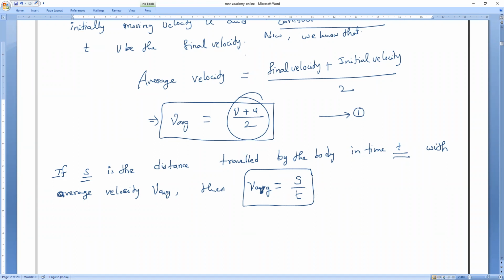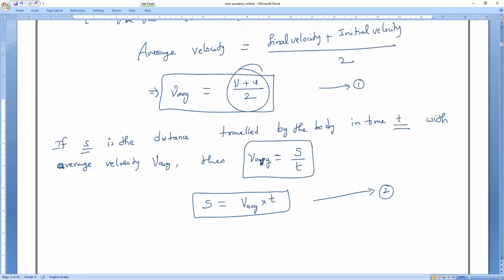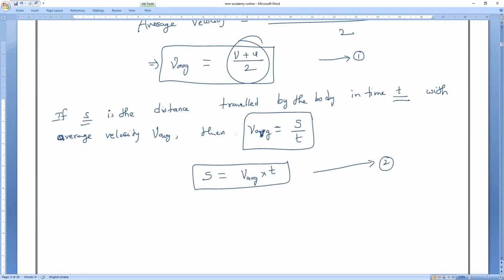Everybody clear? So V average equals to what? Distance by time. Yes or no? Now, can you tell me from this, distance equals to, what is the formula that will come? V average into time. Is it right? I'll take it as equation 2. T is in division, so it comes to this side as multiplication. Yes or no? Yes, sir.